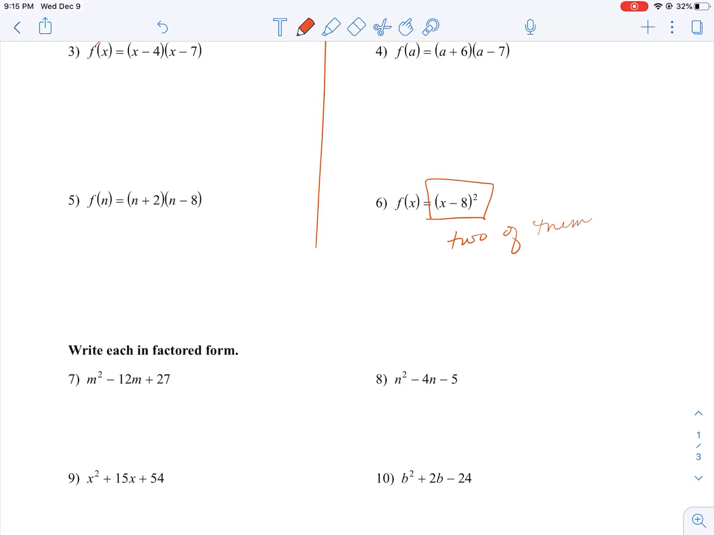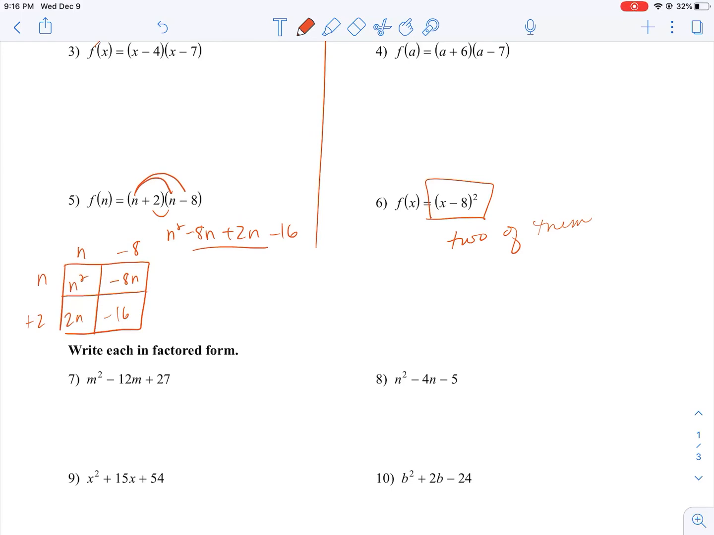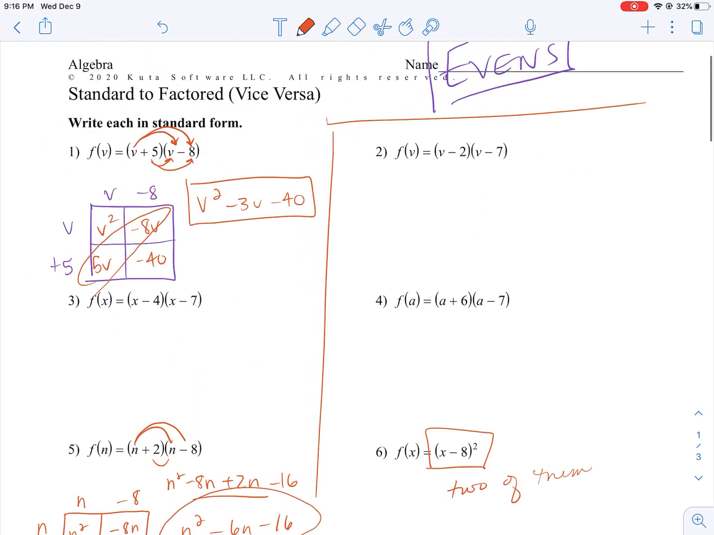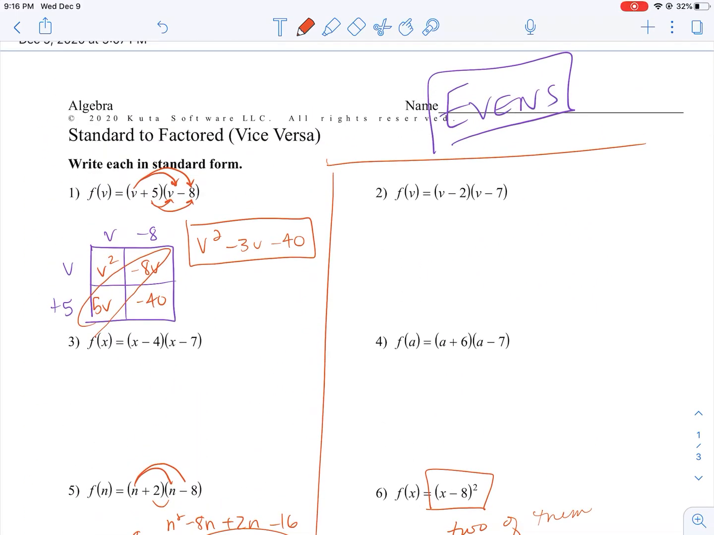Okay, so just once more, remember if you're setting up a box, it doesn't matter which way this goes: n plus 2, n minus 8. Then when you multiply, you're multiplying the two terms that come together at those places: n times n is n squared, n times negative 8 is negative 8n, positive 2n, and negative 16, combining in the middle, n squared minus 6n minus 16. So that's how you're going to start. This lesson is moving from factored to standard.